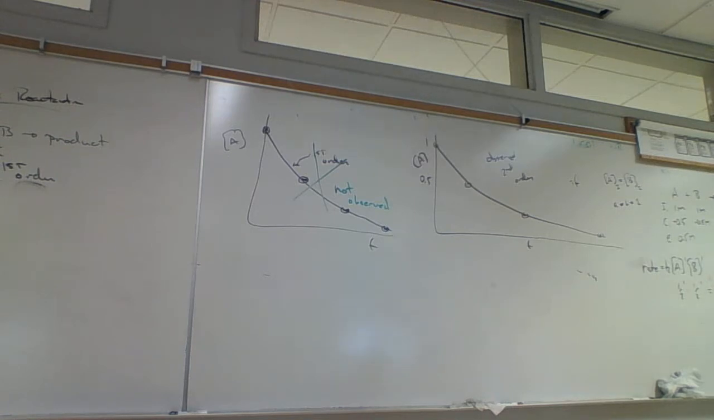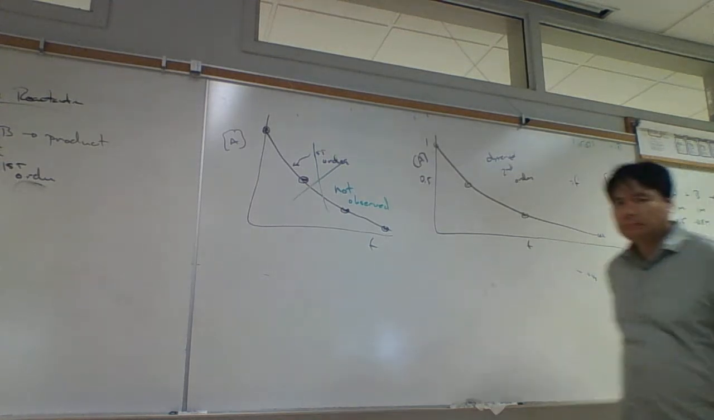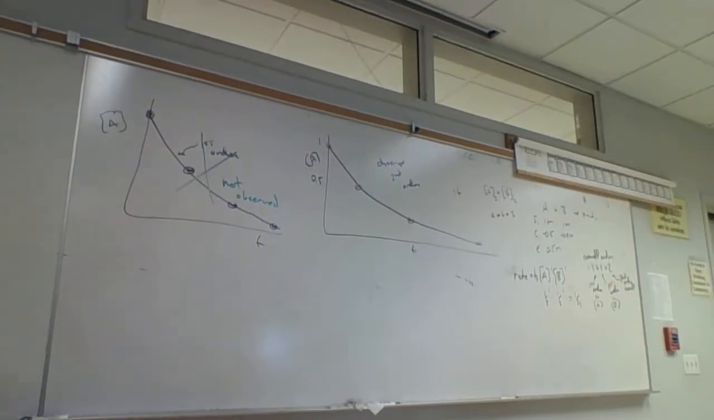And so it's first order in A concentration, and this is first order in B concentration. Means second order overall. Second order overall. Let me give you another example here.